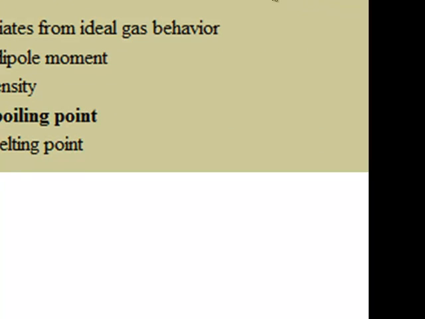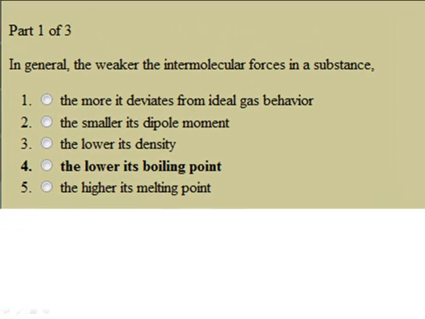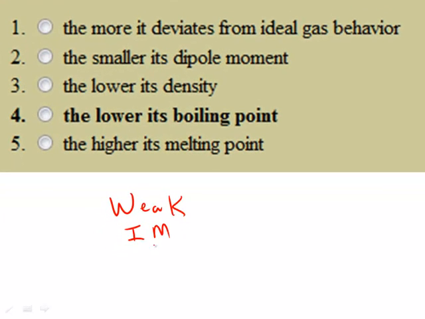This is part 3. And let's see if we can make that a little bit bigger here. In general, the weaker the intermolecular force of a substance, so weak intermolecular force, what does it do? Well, it means the particles do not need as much kinetic energy to come apart, and so it's going to have a lower boiling point.